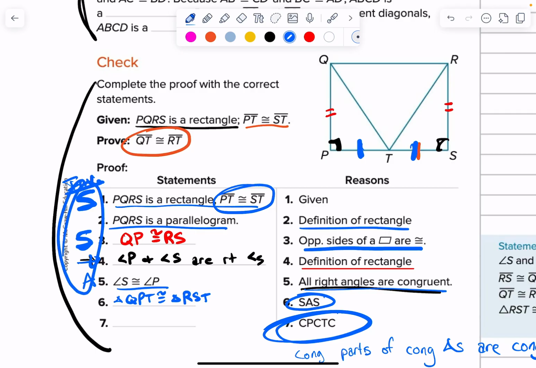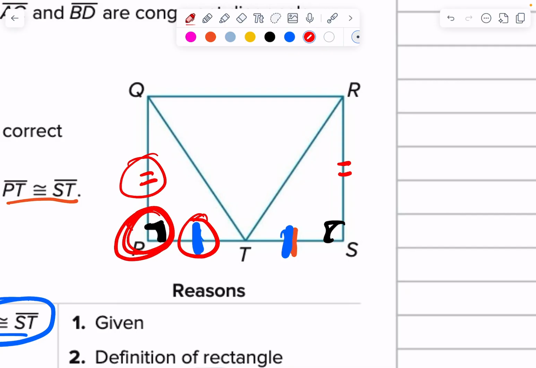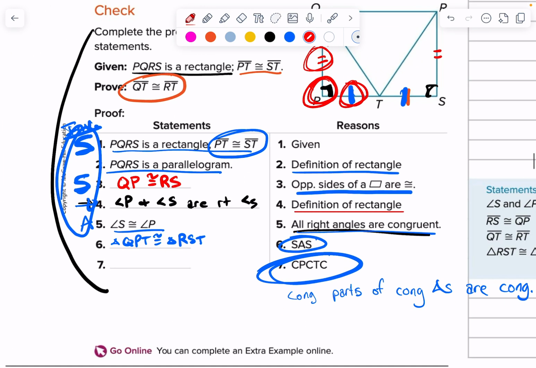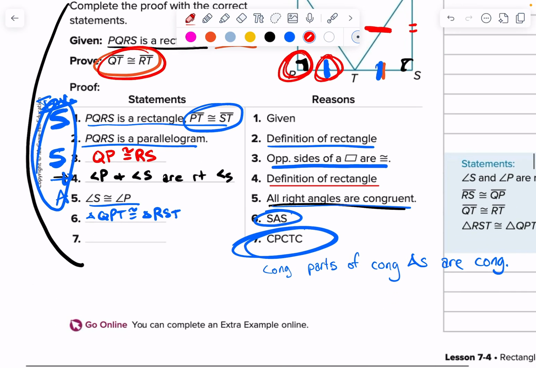According to my inventory, it looks like SSA, or the naughty one, right? ASS. But if I look at the way that it's positioned here, the angle is between the two sides. So that is in fact side angle side. And then if this triangle matches this one, then of course this side has to match that one, right? So QT and RT are the same by CPCTC. QT is congruent to RT. There we go. Okay? All right, so that was a proof.